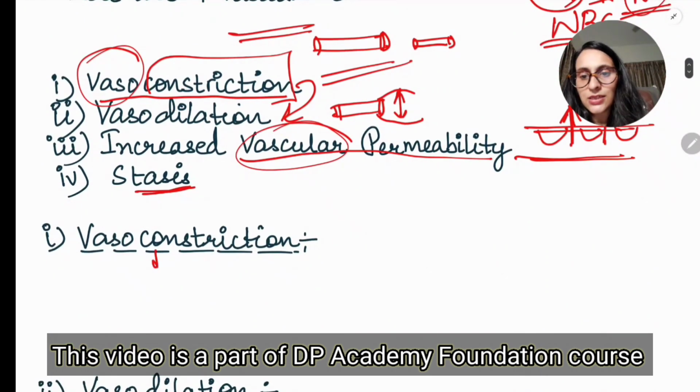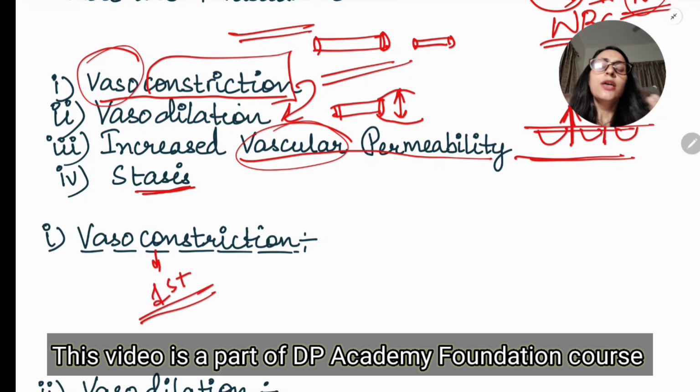So the first event, what is the first vascular event in acute inflammation? That can be asked for viva, or that can be asked in exam. What is the first vascular event in acute inflammation? It is the vasoconstriction. It is a constriction of the blood vessel. So it is the first event, and in fact, it is a transient event. Transient event means it is basically a reflex that lasts for only few seconds, very short duration.